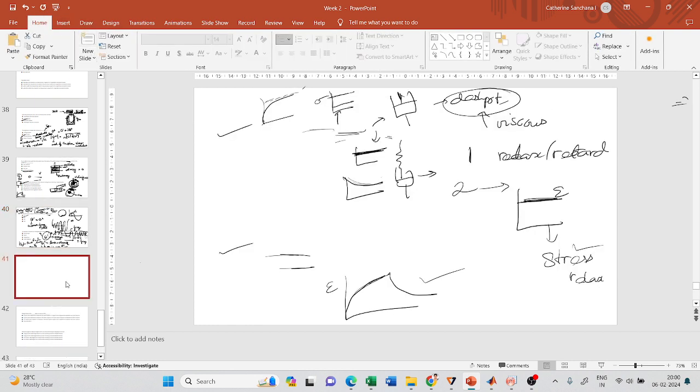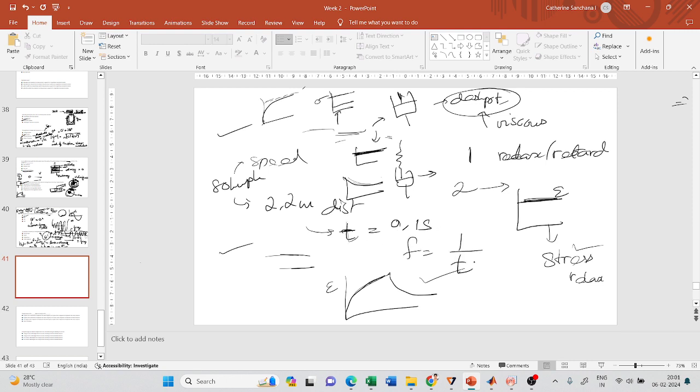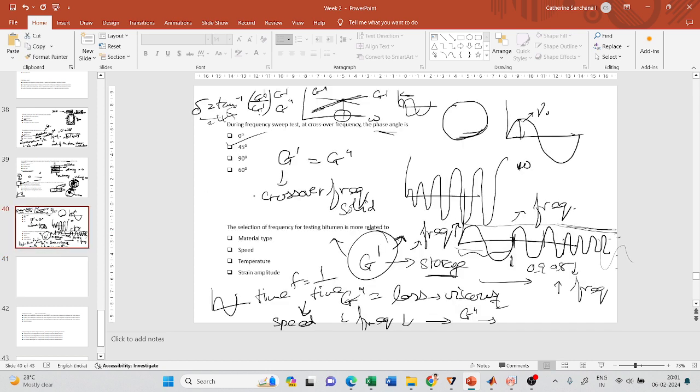Ma'am also would have mentioned that for a vehicle traveling at 80 kilometers per hour, if the contact length is 2.2 meters, then this is speed and this is distance. From this you can calculate the time, which for the point of contact will be about 0.1 seconds. To cross that distance, it is going to take about 0.1 seconds at this speed. So if this is the time, I can get the frequency as 1 by the time, right? So the frequency is related to the speed of the vehicle. So here it is speed.